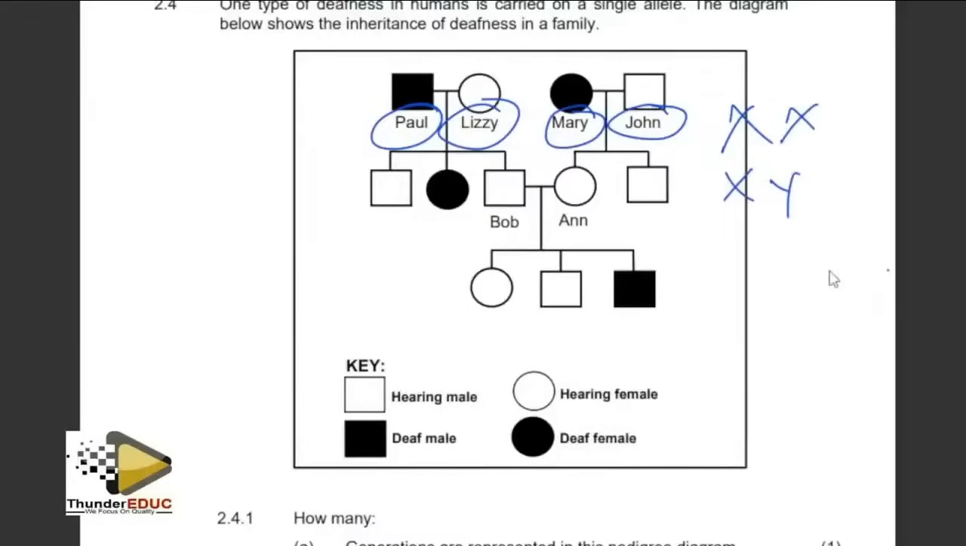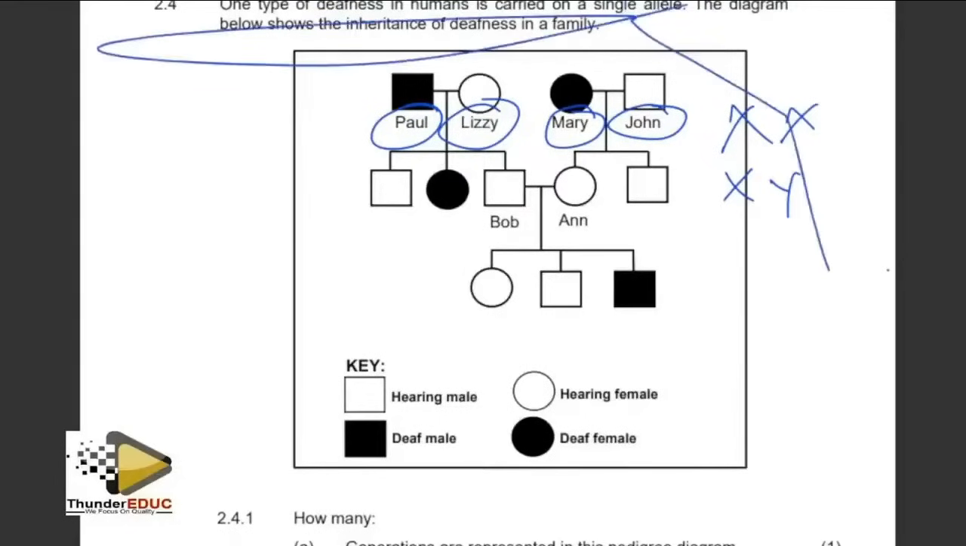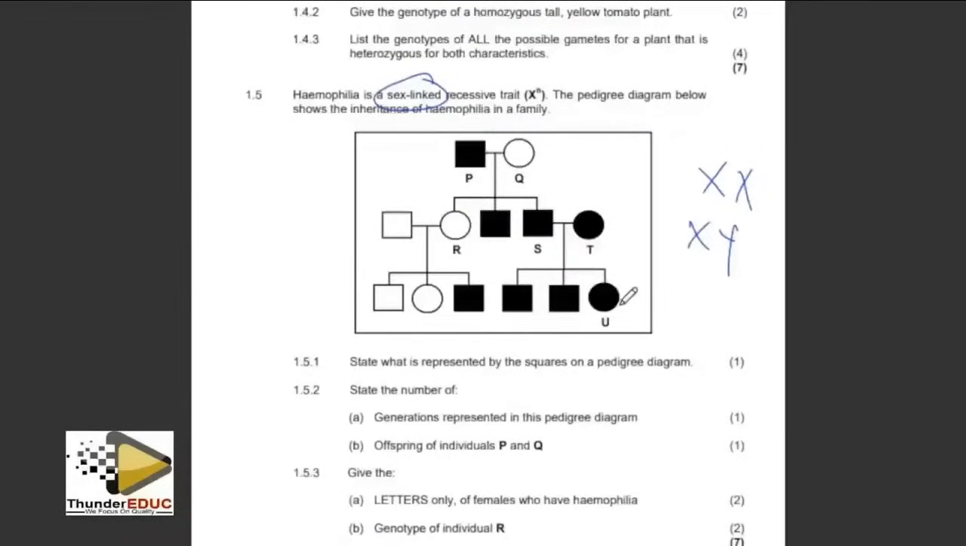How many generations are here? There are 3: 1, 2, 3. They are saying that something can be caused by a recessive allele, or it can be caused by a dominant allele. Anyway, let's continue with this question.